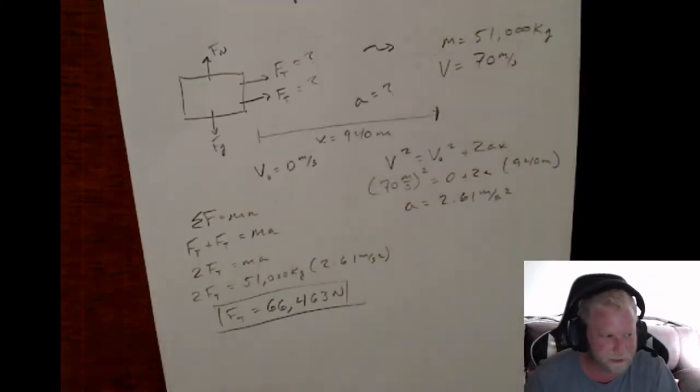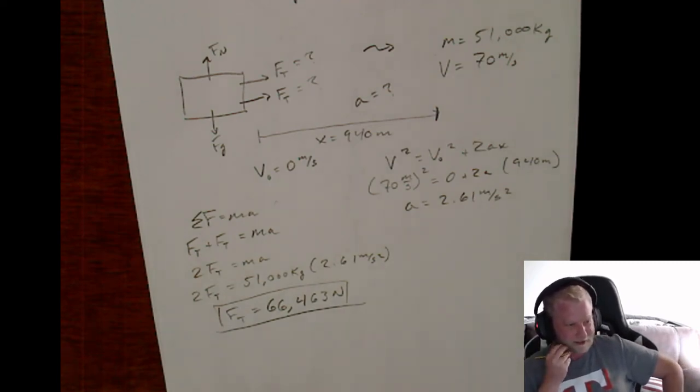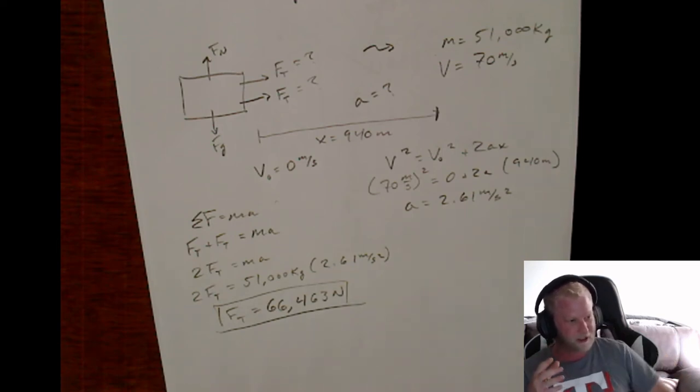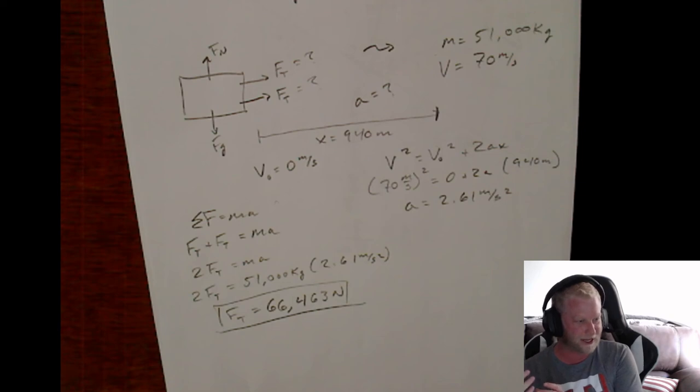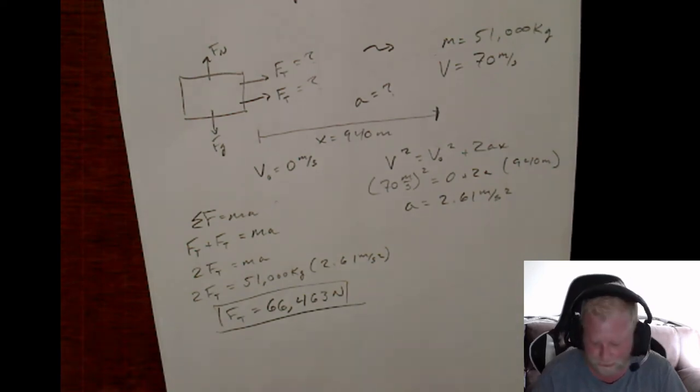Your key when you're blending your kinematics and your net force equation is always to find that missing acceleration if it's missing. Because acceleration is the bridge between your basic description of motion in kinematics and your explanation of why that acceleration exists in the net force equation.